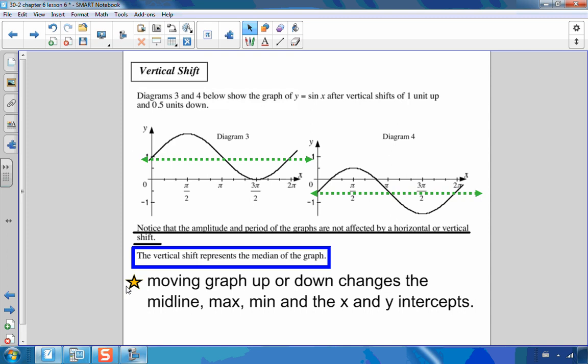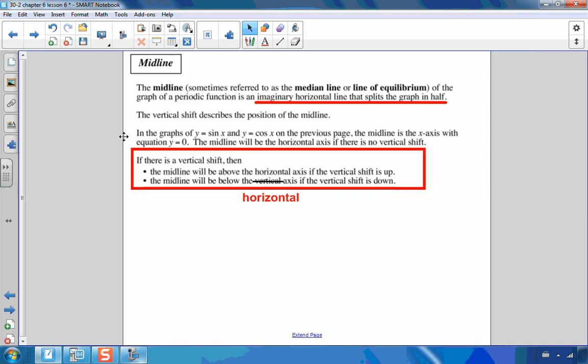When I have a vertical shift, moving the graph up and down, it will change the midline, the max, the min, and both the x and y intercepts. So midline is the halfway point of a graph. It's an imaginary horizontal line that splits the graph in half. Now, a little typo in your workbook, if you wouldn't mind correcting it. If the midline is above the horizontal axis, which just means x-axis, then I've shifted up. If the midline is below the horizontal axis, which is again just the x-axis, the shift has been down.